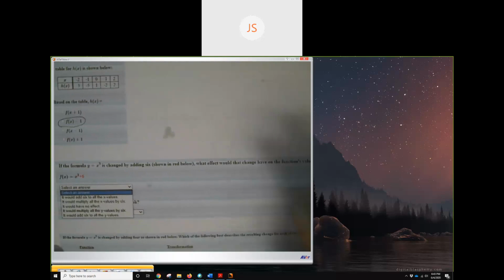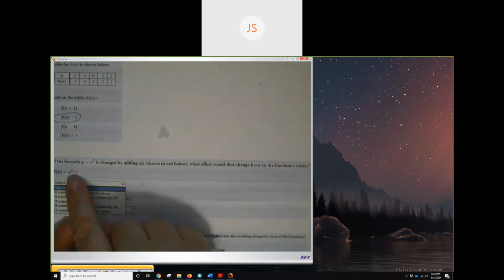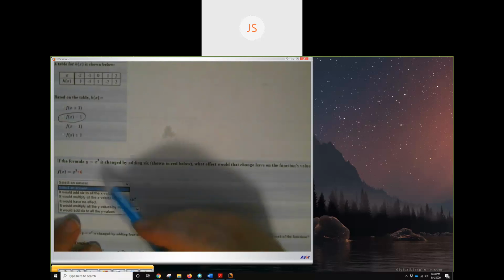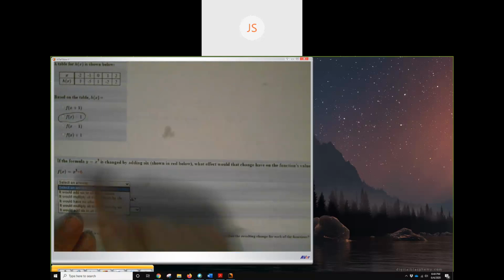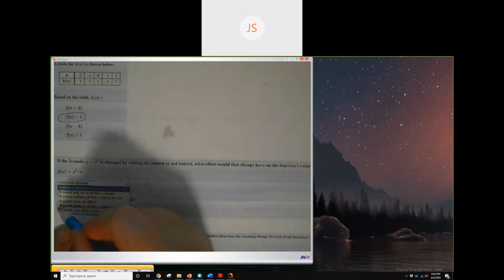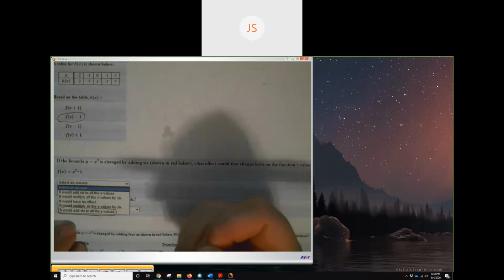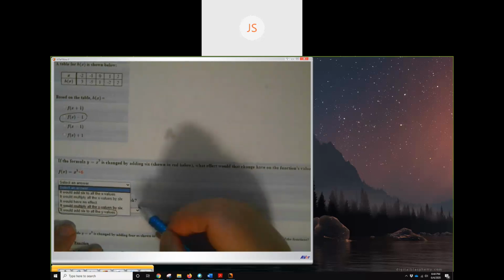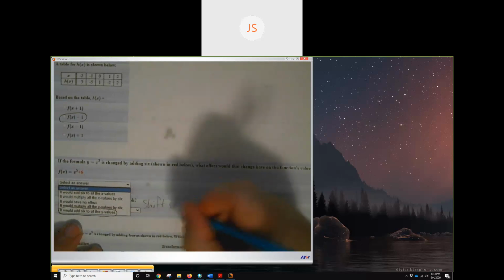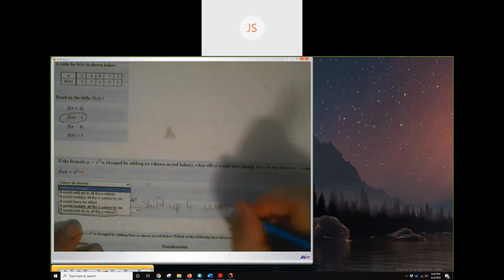All right. So here we want to know, what does this do? So I pulled down the box so that you can see what your options are. So this plus 6 on the outside is a vertical change. Vertical changes affect the y, and it's a plus 6, so it adds 6 to all of the y values. And this next question was asking what happens to the graph. The graph would shift up 6 units.